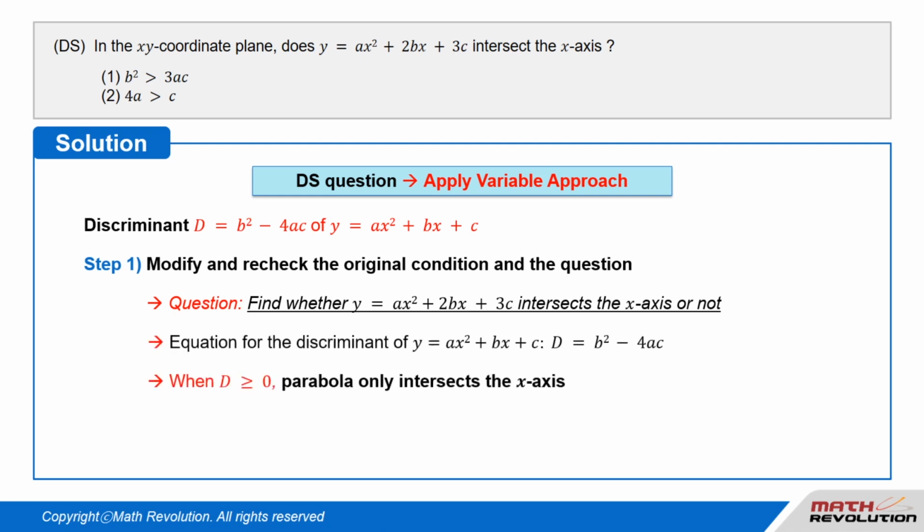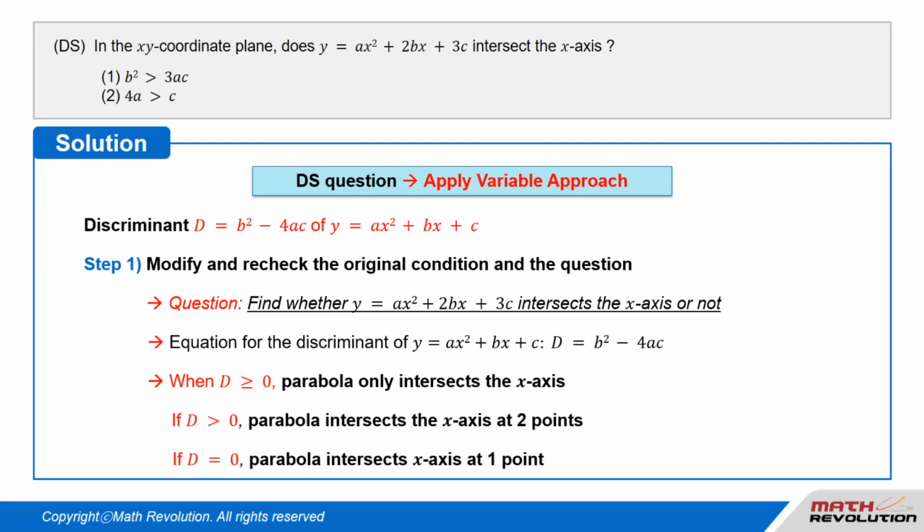The equation of the discriminant of y equal to a times x squared plus b times x plus c is D equal to b squared minus 4 times a times c. The parabola only intersects the x-axis when D is greater than or equal to 0. If D is greater than 0, the parabola intersects the x-axis at 2 points, and if D equal to 0, it intersects the x-axis at 1 point.